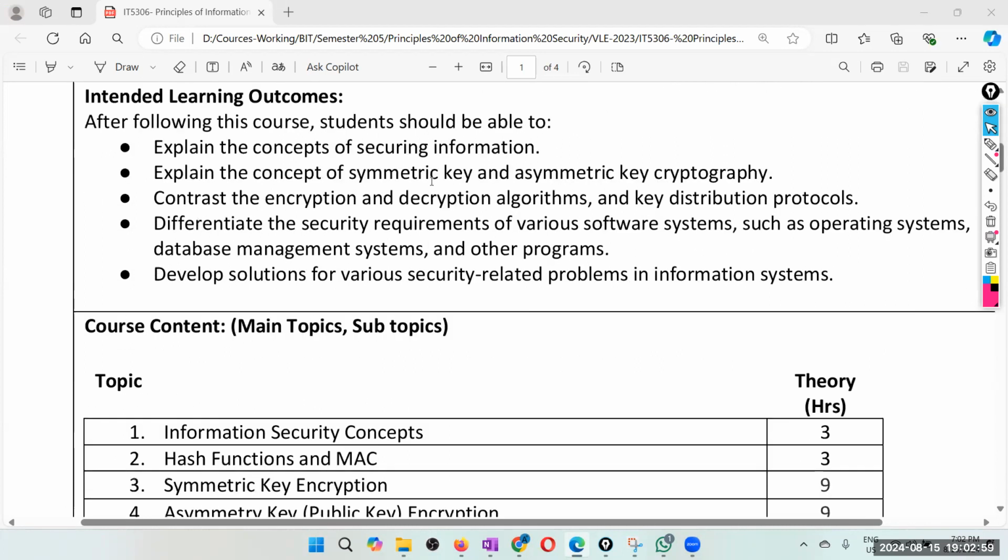Explain the concept of securing information. Explain the concept of symmetric key, asymmetric key cryptography. Contrast the encryption, decryption algorithms and key distribution protocols. Differentiate the security requirements of various software systems such as OS, database, and other programs. Develop solutions for various security-related problems in information systems.